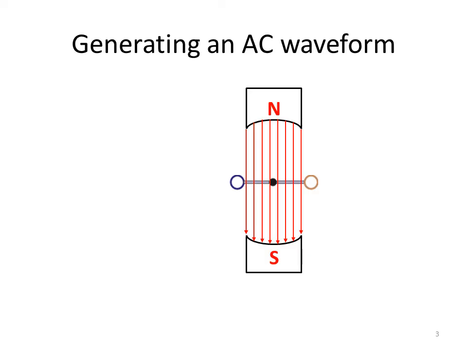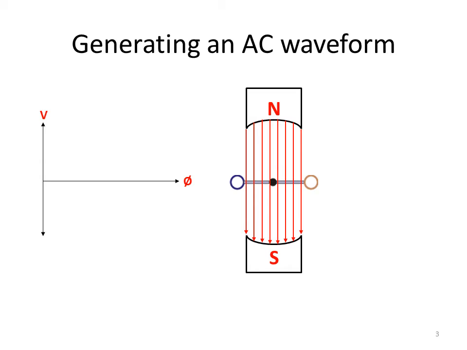Here we are generating an AC sine wave. We have a north and a south pole, and we have a loop of conductor rotating inside this magnetic field. And what we're going to do is actually show you how we generate electricity.